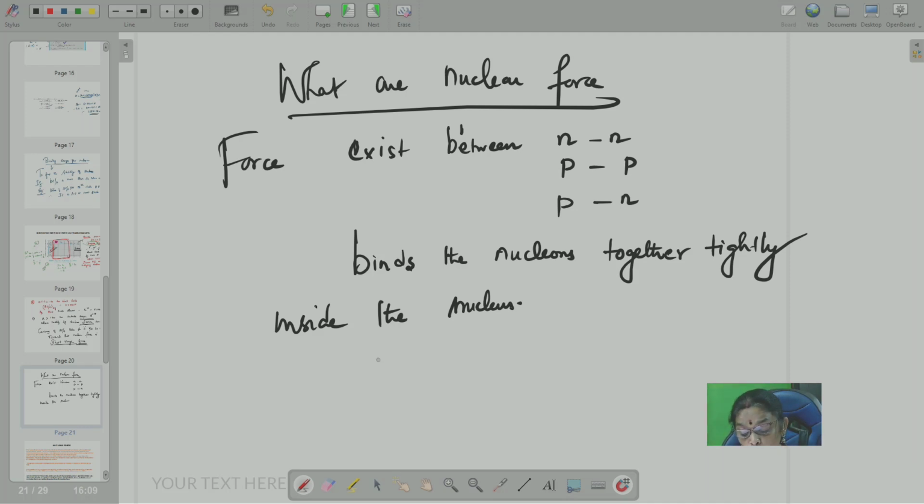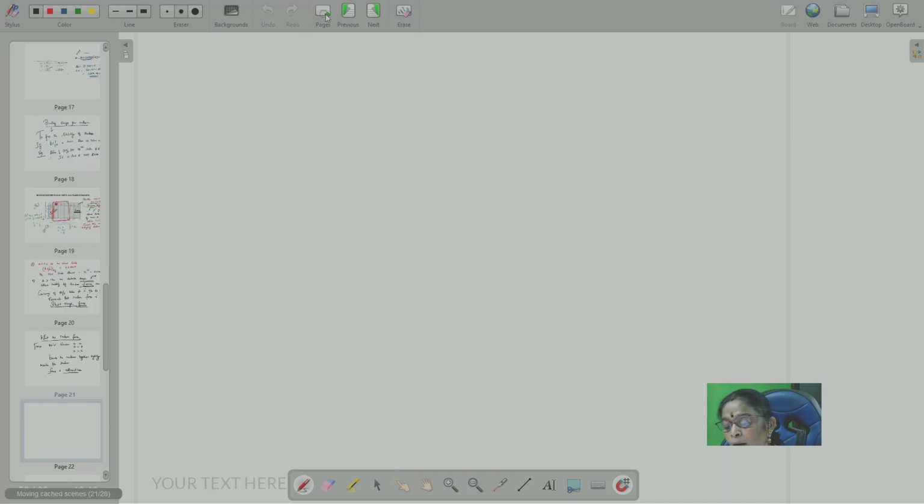This type of force is very much attractive. Neutron is chargeless, proton is positively charged. You may be wondering, positive and positive repel. That is only outside the nucleus. Inside the nucleus, the dominating force is the strongest force, the nuclear force, which is always attractive and independent of the charge. And now the properties of nuclear force.